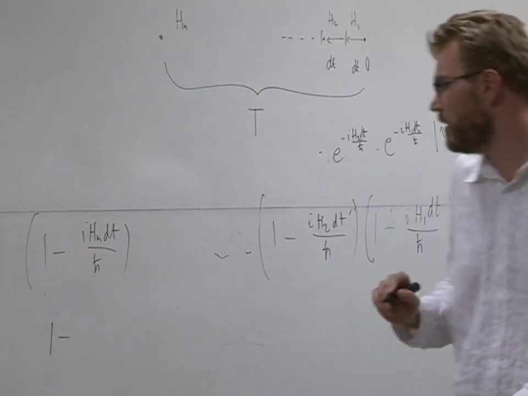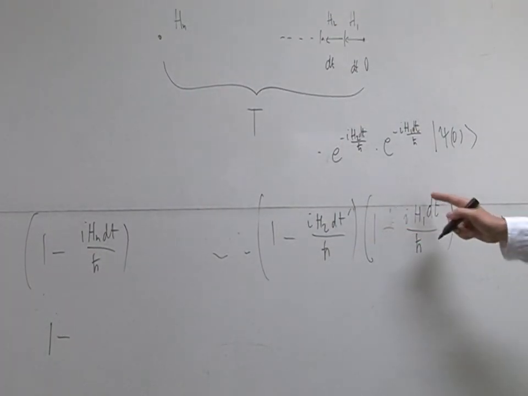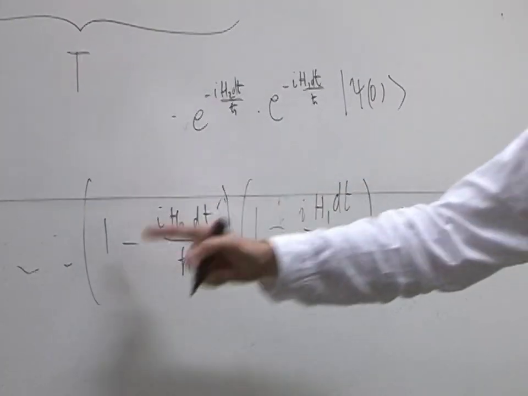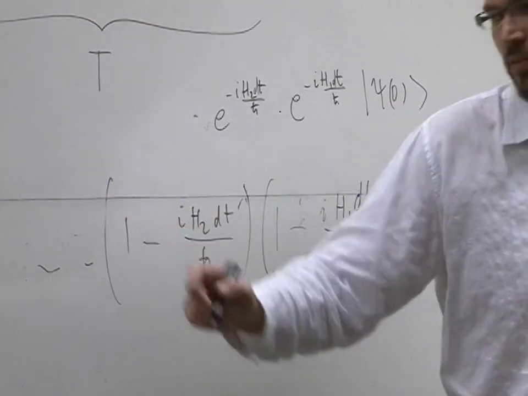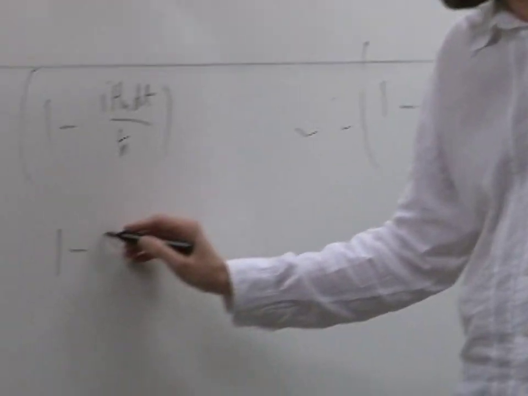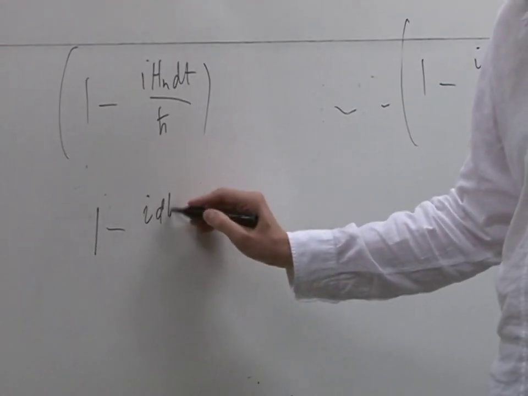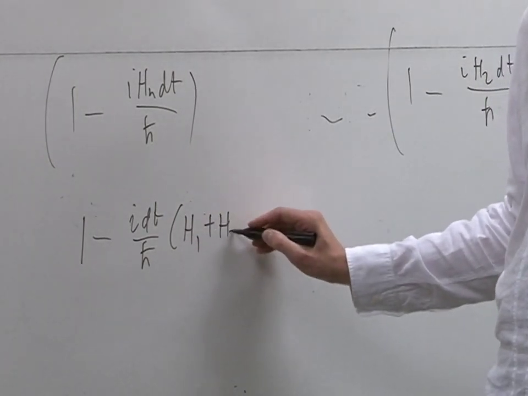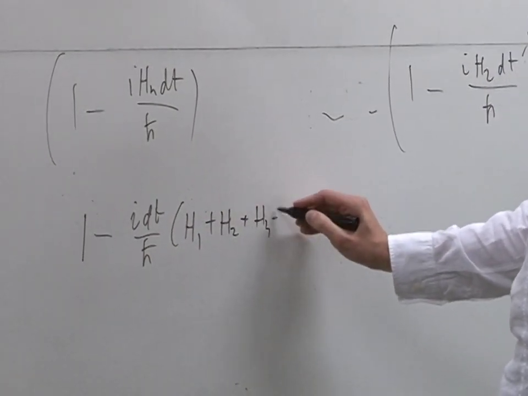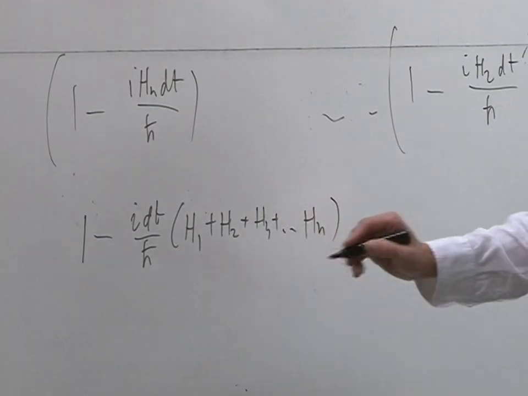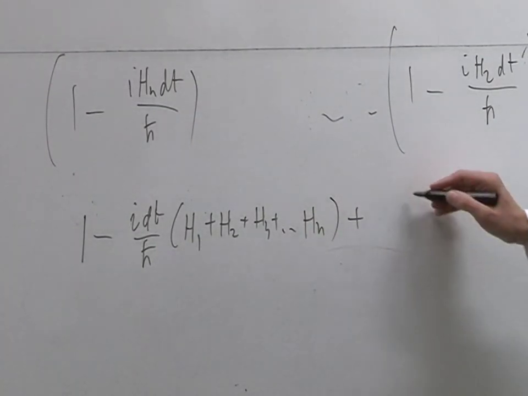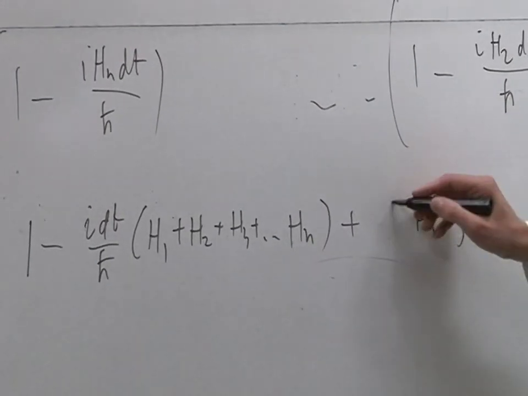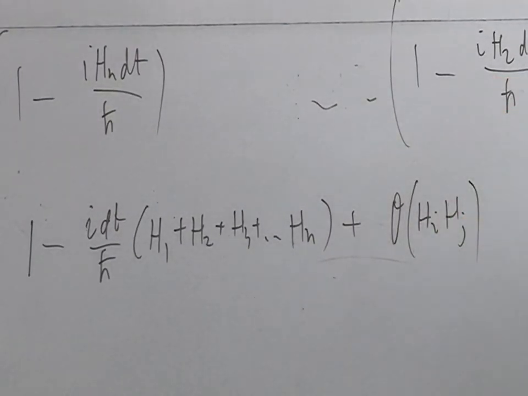What's the first order? I have to bunch all of the terms where I collect the Hamiltonian, multiplying the identities everywhere else. So there will be something like i delta t over h bar, and then there will be Hamiltonian 1 plus Hamiltonian 2 plus Hamiltonian 3 and so on, plus Hamiltonian n. And now I will have all the terms with 2 Hamiltonians, Hamiltonian i, Hamiltonian j, which are of the order delta t squared, and so on.